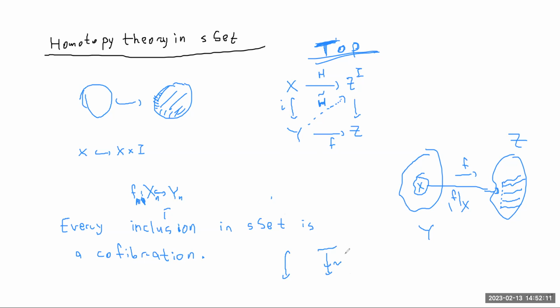Yeah, they define weak equivalence and fibration. I will talk now about fibration in simplicial sets. So you can always lift. You need just here, you need this to be an inclusion. You don't need anything else.